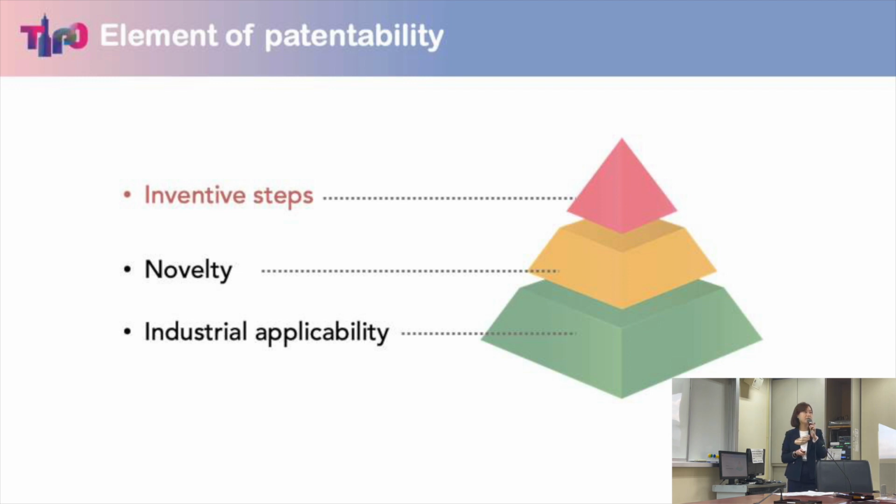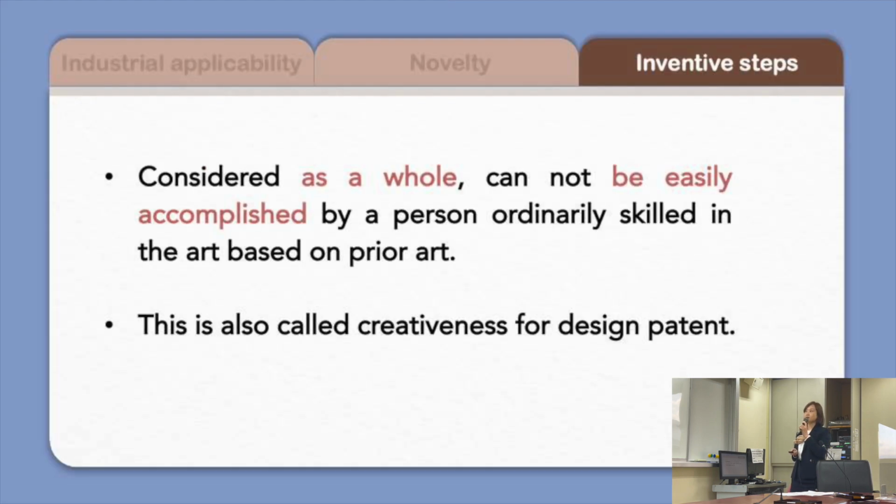Finally, there are inventive steps. If the invention, considered as a whole, cannot be easily accomplished by a person ordinarily skilled in the art based on the prior art, then it has inventive steps. For design patent, this is also called creativeness.